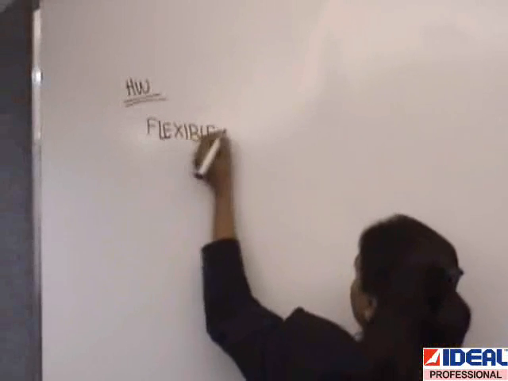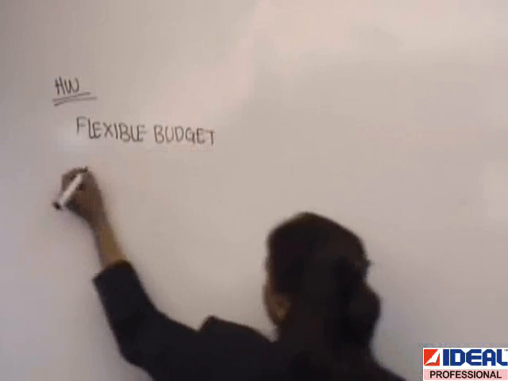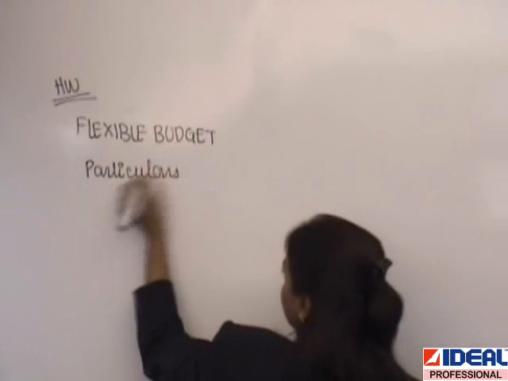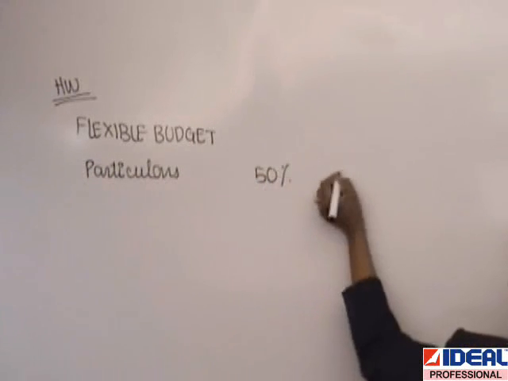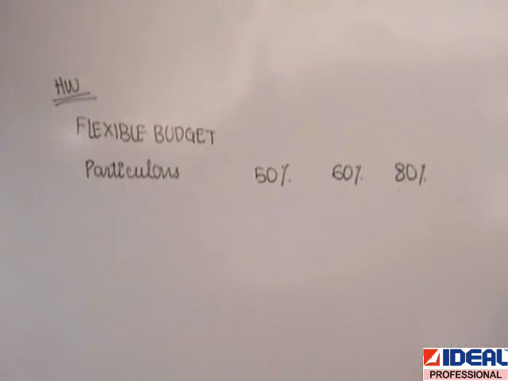Flexible budget, particulars, 50%, 60% and 80%. Correct? Then, which is the first cost, students? First what we'll write? We'll write the production capacity.